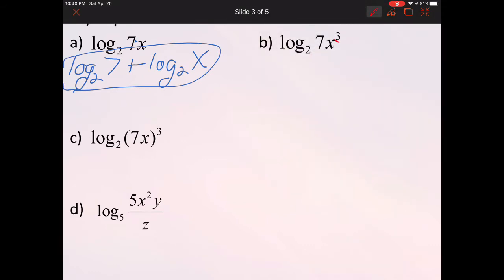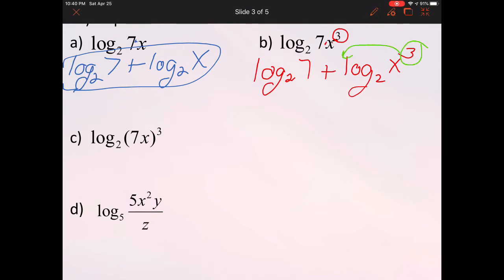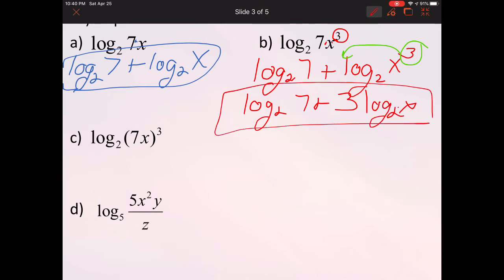This one here has an exponent on this x. That exponent is that multiplier. So that's log base 2 of 7, still being multiplied here. So that's adding the log base 2 of x to the third. But this 3 is going to have to move in front. So when we rewrite it, log base 2 of 7 plus 3 times log base 2 of x. There's your answer there. The 3 in front was the 3 from the exponent.